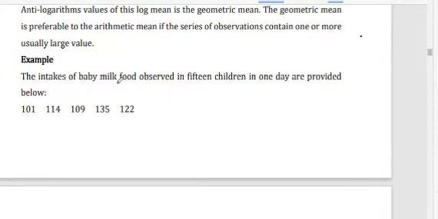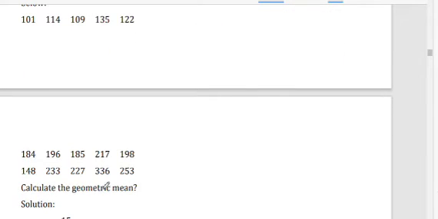Okay, the intake of baby milk food observed in 15 children in one day are provided below: 101, 114, 109, 135, 122. Okay, there are many. 180, 184, 196, 185, 217, 198, 148, 233, 227, 336, 257. Calculate the geometric mean.